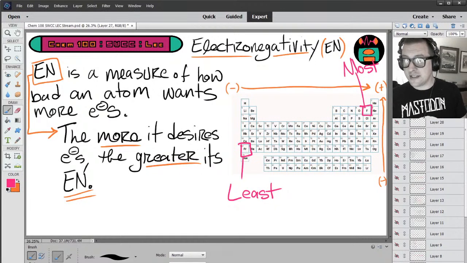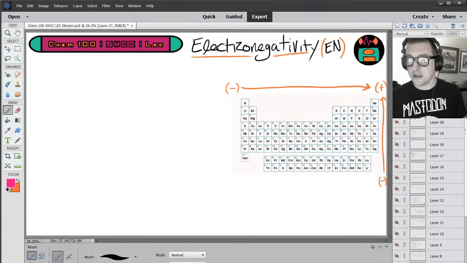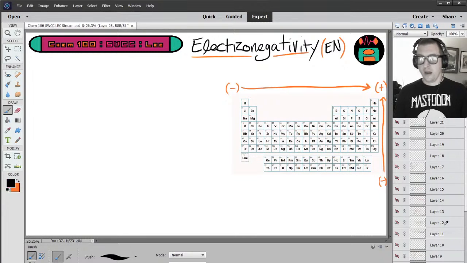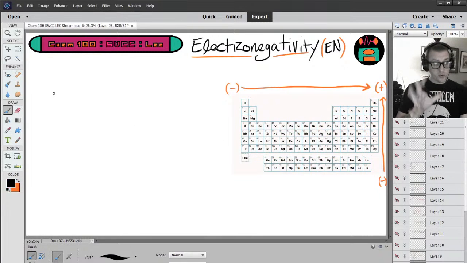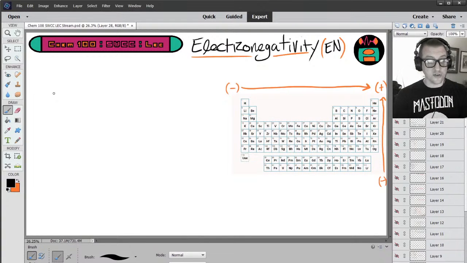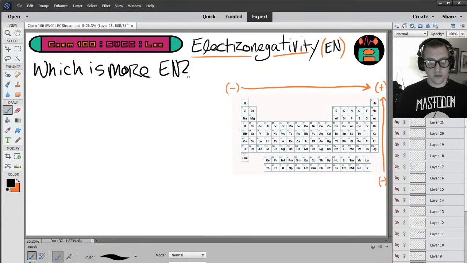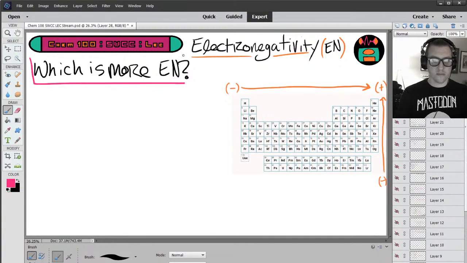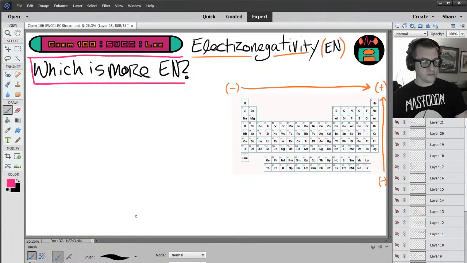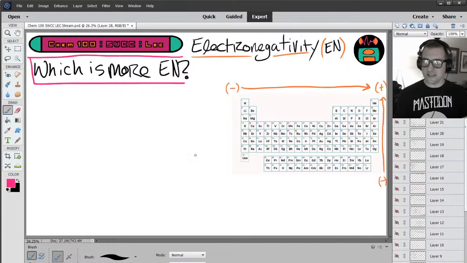So let's put this into practice. Now, the rules for electronegativity are a little less cut and dry than atomic radius. All right, so let's do some examples. Which element is more electronegative? It kinda is. It increases as you move from right to left. Yeah, Rox, that's very, very astute.